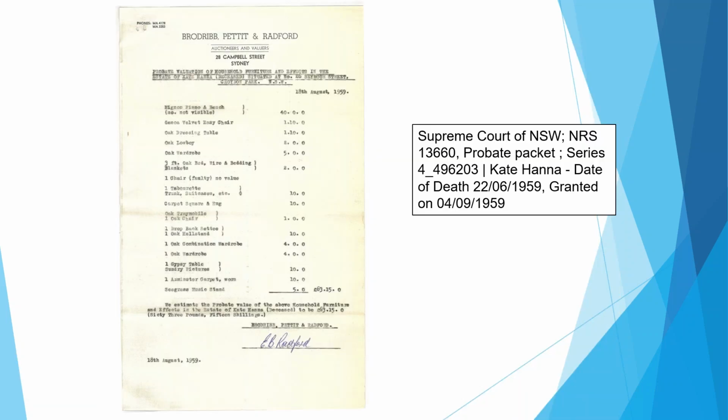Another document found in this probate packet, just to give you an idea of the valuation documents that can be found there, is a list of the household effects that were in Seymour Street and the value of each one. So the piano, the easy chair, the dressing table, the lowboy, the wardrobe, all of those things, all valued down to the worn Axminster carpet and the seagrass music stand, and how much value they had each.